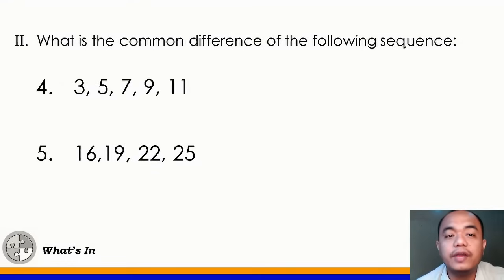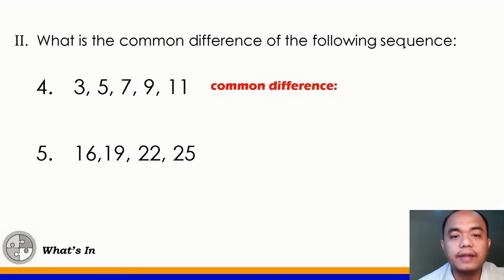So what is the difference between 3 and 5, 5 and 7, 7 and 9, 9 and 11? How do you get the common difference? Of course, you subtract the numbers, right? What's the common difference in number 4? Correct. The common difference is 2.